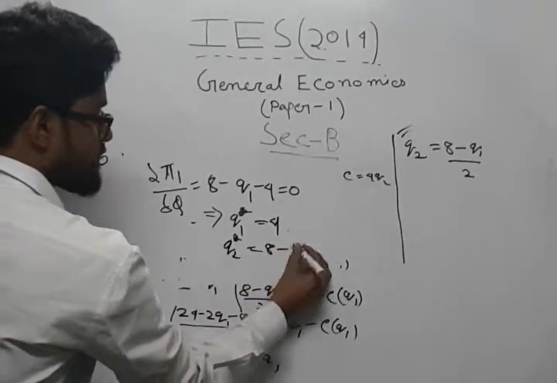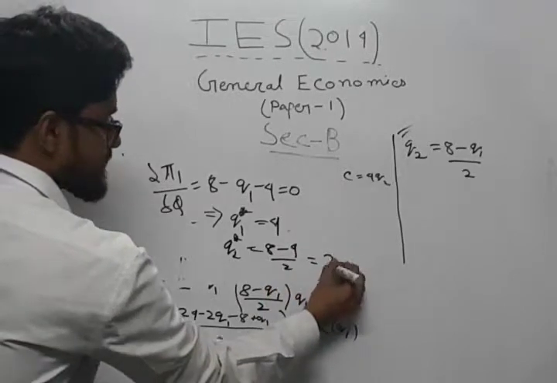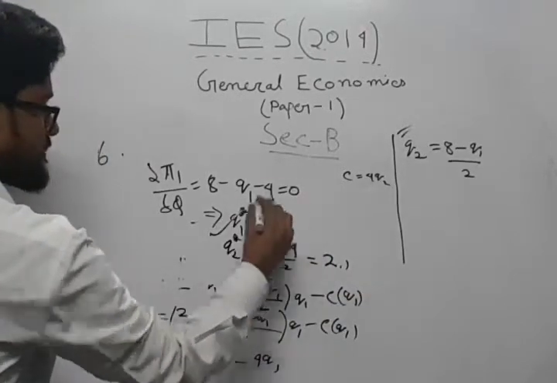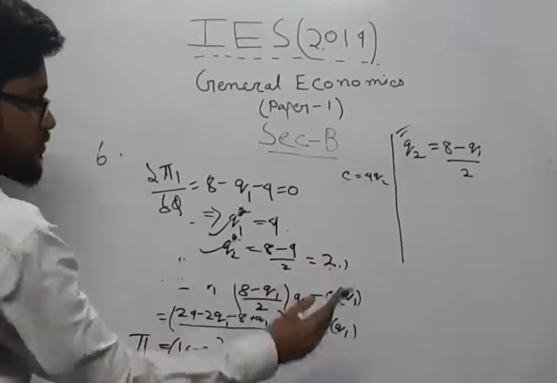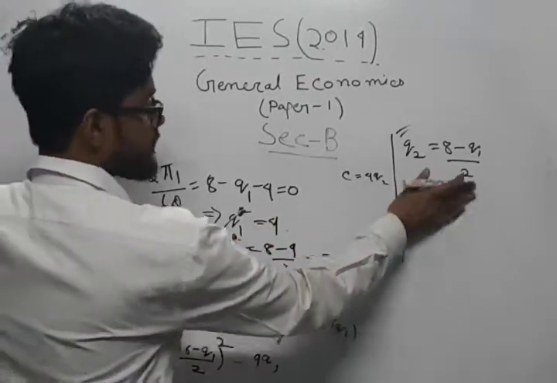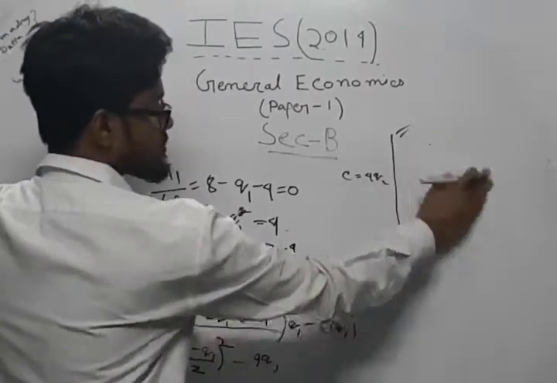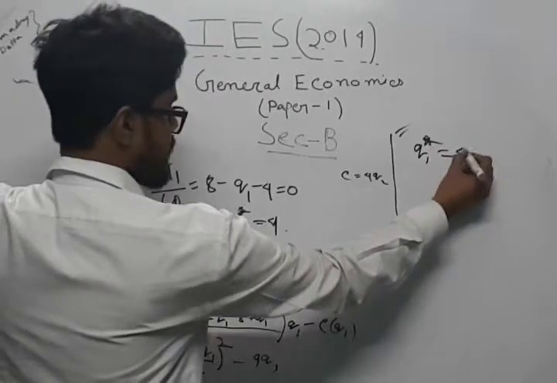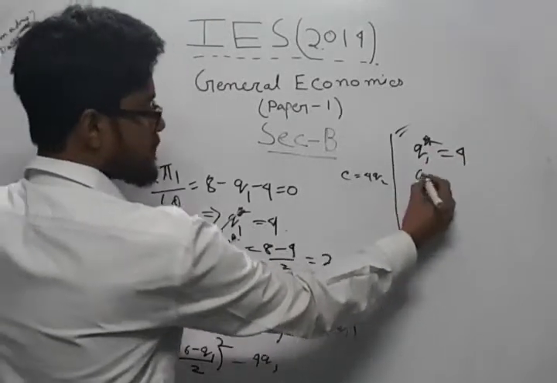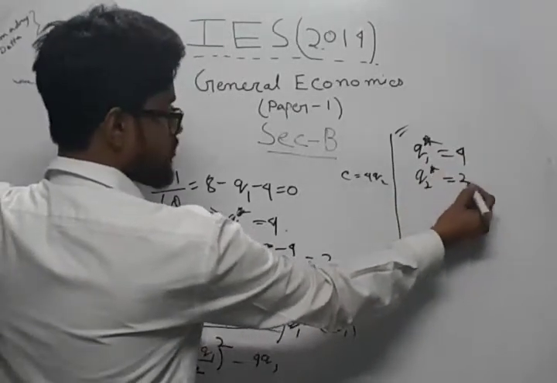So we'll get it to be 4 by 2, which is nothing but 2. So this is the equilibrium level of quantity for Q1. This is the equilibrium level of quantity for Q2. So I will put the value here. Our need for this equation is done. So I'll just write down our findings so far: Q1 star equals 4, Q2 star equals 2.